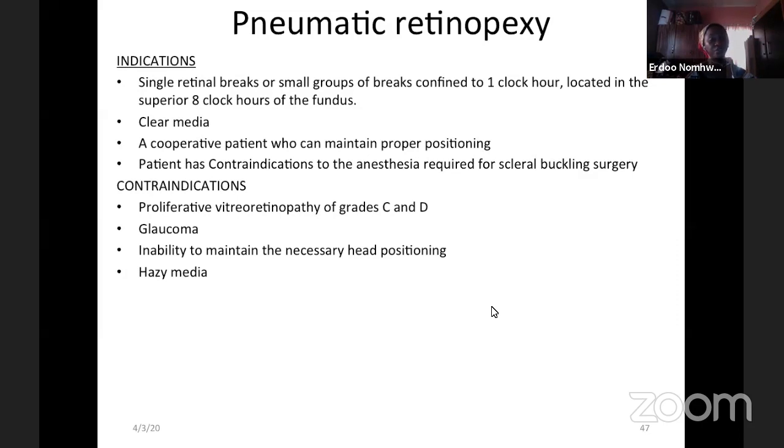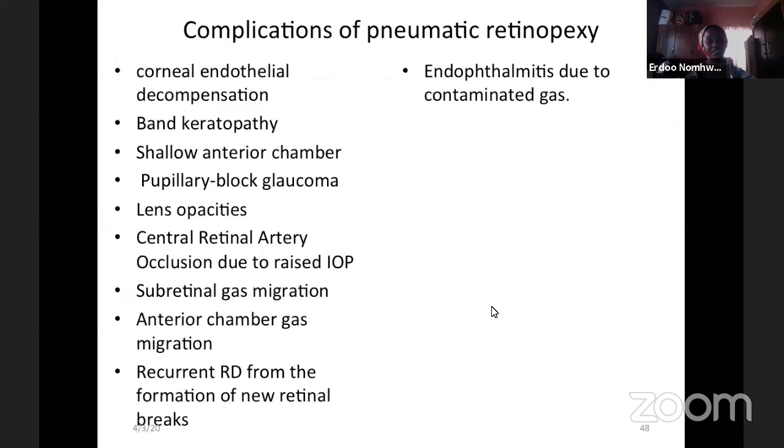Some contraindications: if the media is hazy, you may not be able to see. If the patient is not able to maintain the head posture, or has glaucoma or proliferative vitreoretinopathy grade C and D, these are contraindications. Some of the complications you could have include corneal endothelial decompensation, band keratopathy, shallow anterior chamber, pupillary block glaucoma, lens opacity, and central retinal artery occlusion from the raised intraocular pressure. There could be subretinal gas migration, anterior chamber gas migration, recurrent retinal detachment from formation of new retinal breaks, and endophthalmitis if you inject a contaminated gas.